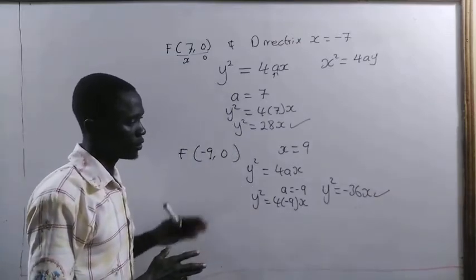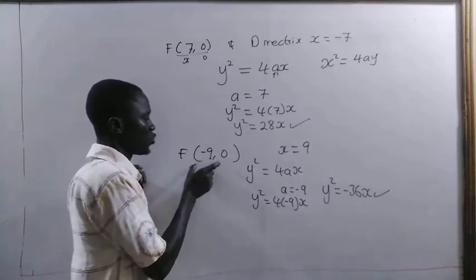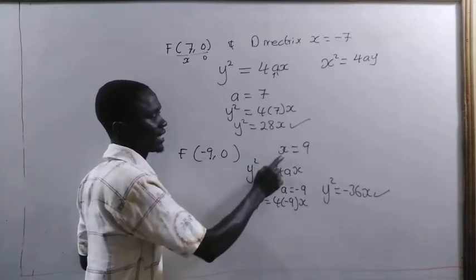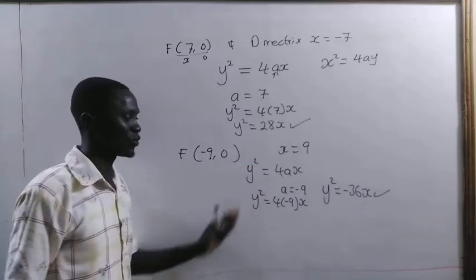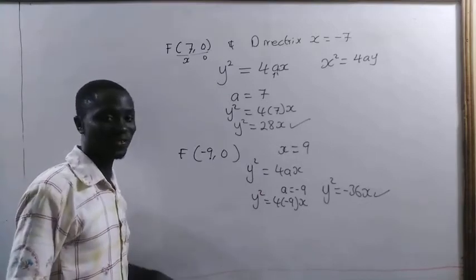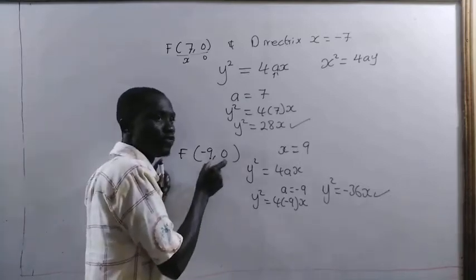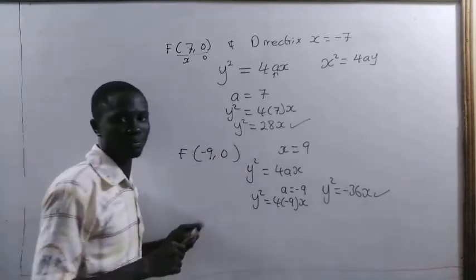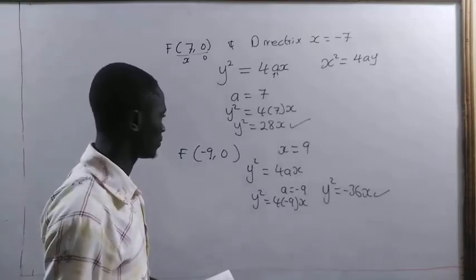standard form of the equation of a parabola with its focus at negative 9, 0 and directrix at positive 9. So this one, they are not difficult, they are just tricky, that you have to always consider the focus. So use the focus to determine. Okay, now let's look at this one.